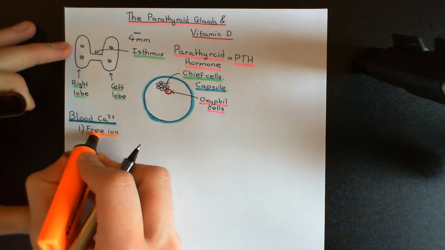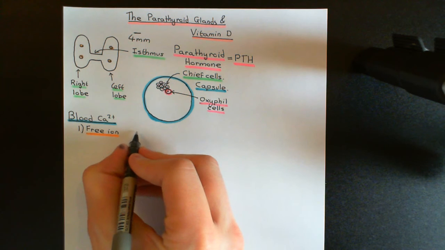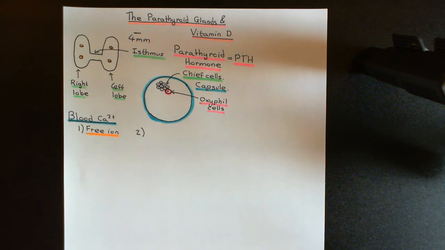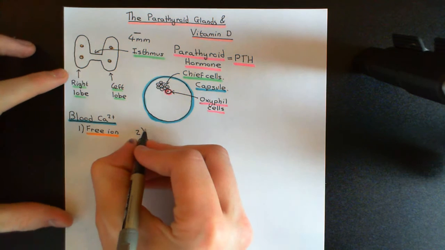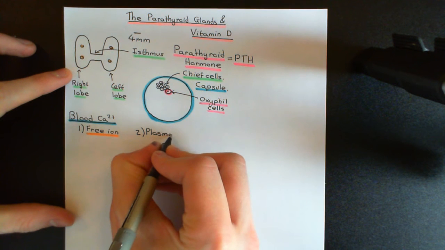So in the blood you're going to have calcium ions. A lot of them are going to be in the free ion form. However, not all of them. There are 2 further forms that calcium ions can exist in within the blood. The second form is that they can be bound to plasma proteins, in particular albumin.